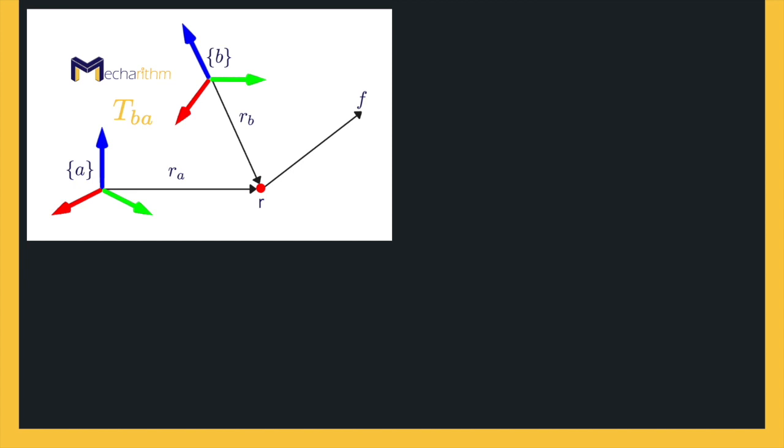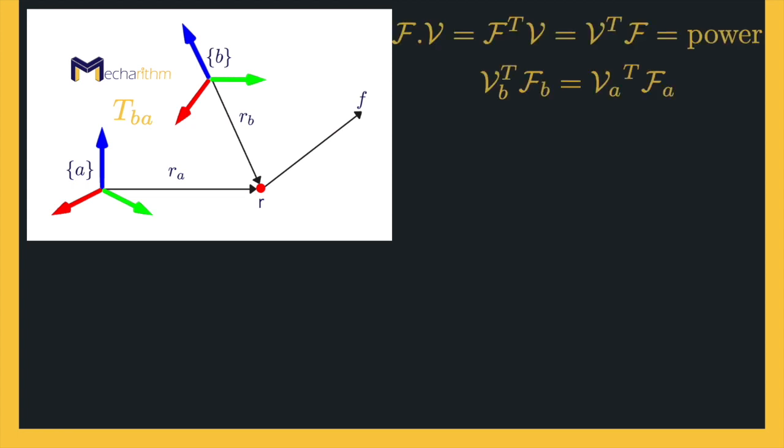Physics tells us that power generated or dissipated by the wrench-twist pair must be the same regardless of the frame in which it's represented. Note that the dot product of a spatial force and a twist is called power, and it's a coordinate-independent quantity. It means that it is the same whether the wrench and twist are represented in frame B or in frame A. We also know from the velocities in robotics lesson that the adjoint transformation can change the frame of reference for a twist.